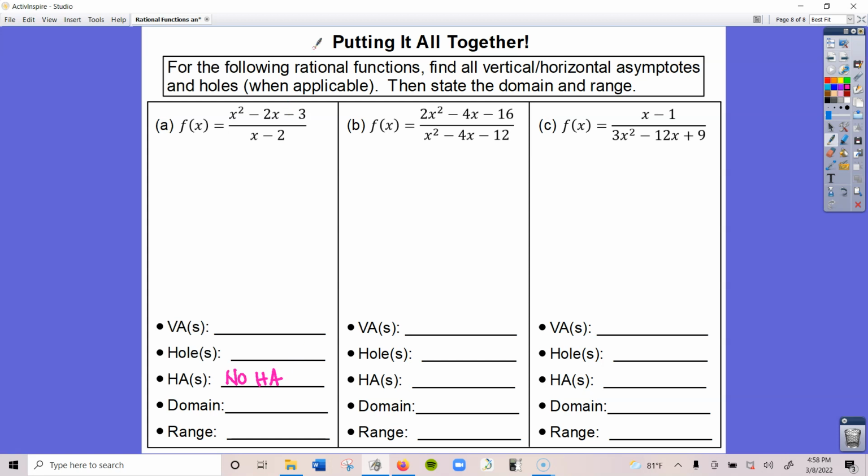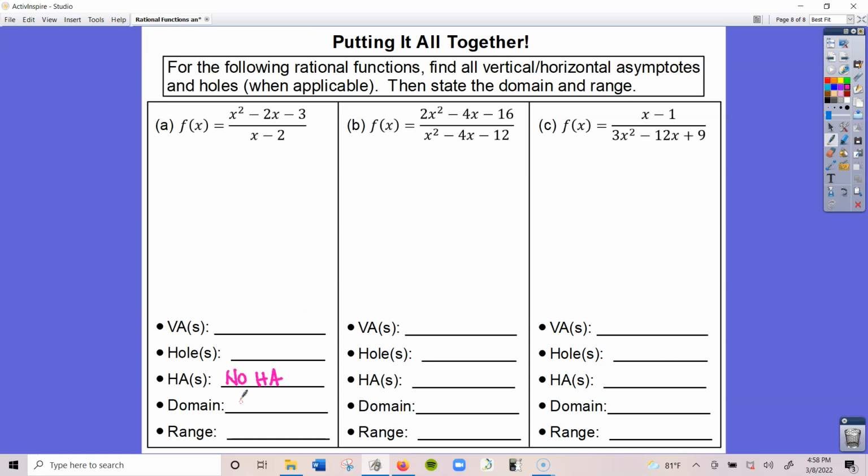Keep in mind, for horizontal asymptotes, if the degree in the numerator is greater, there is none. If the degree is smaller in the numerator, then it's y is equal to 0. And if the degrees are equal, we divide those coefficients. So I already know there is no horizontal asymptote.